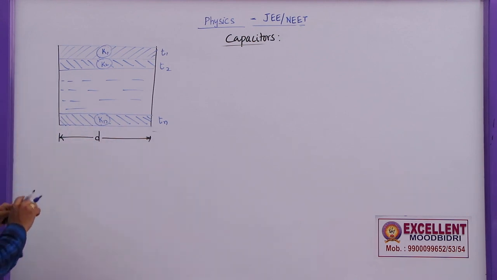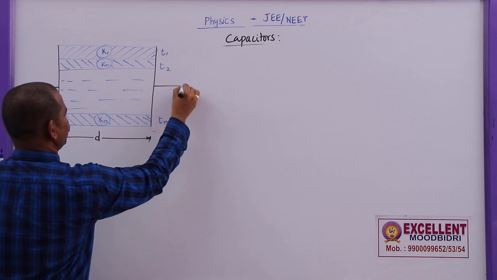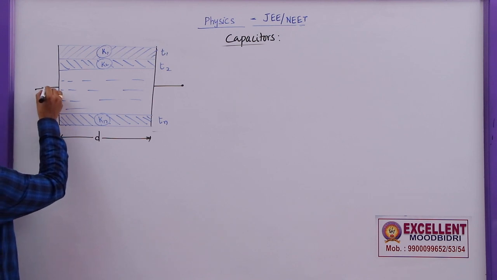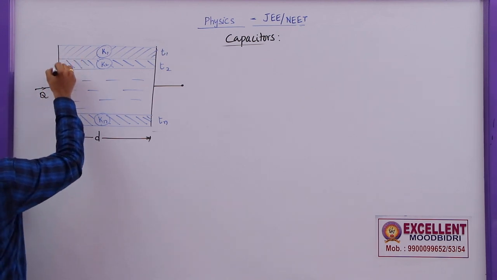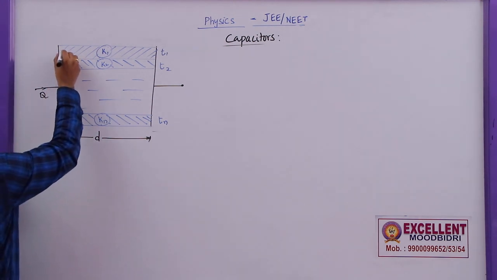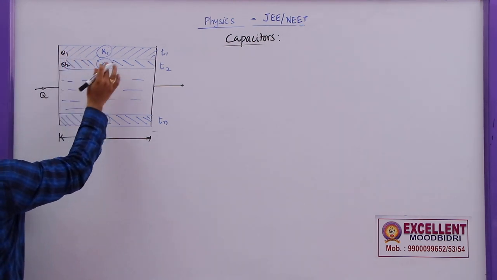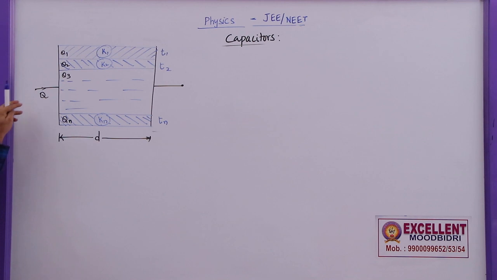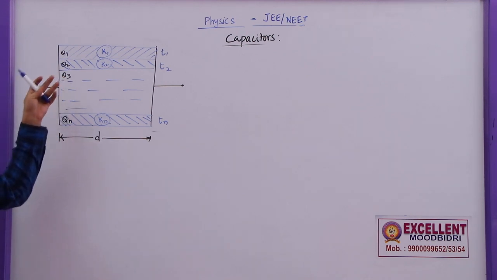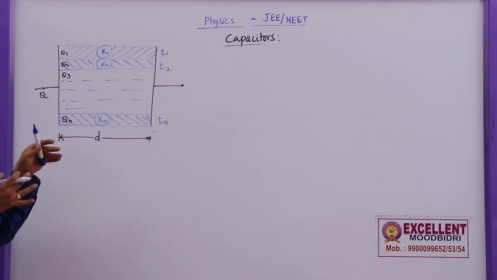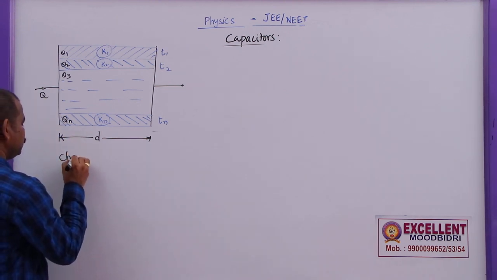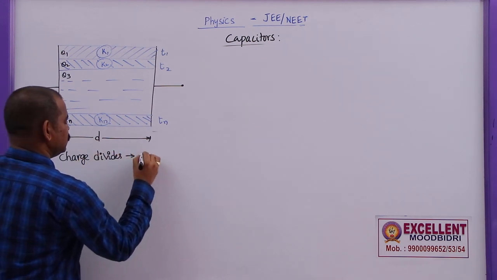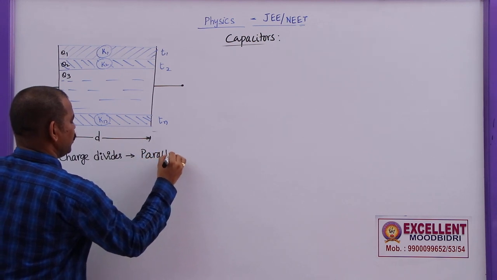So, when slabs are placed between two plates like this, whatever charge enters this combination will divide into n parts. This is Q1, the charge to the second slab is Q2, this is Q3, this will be Qn. So, here the charge is dividing. The meaning of this is that whenever charge divides in a capacitor, this combination is known as a parallel combination. Here charge divides. So, this is a parallel combination.